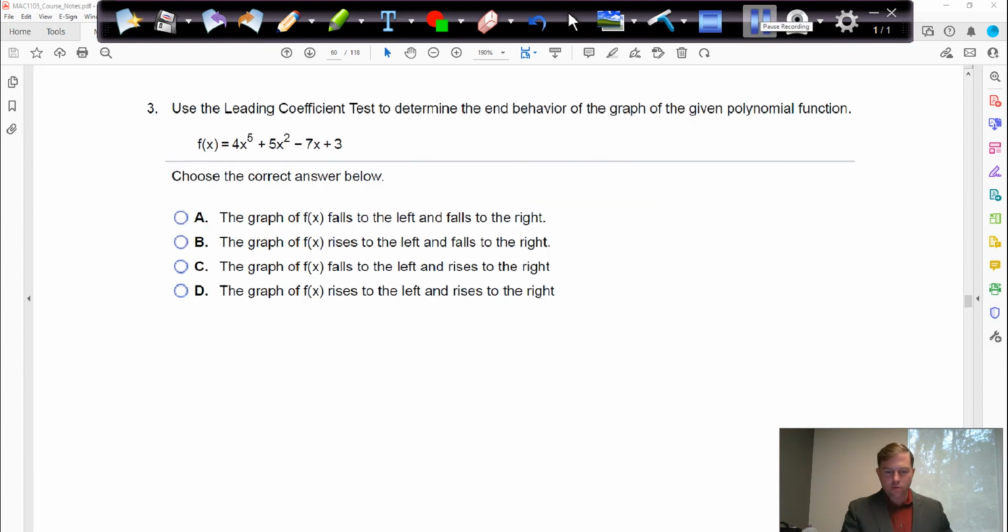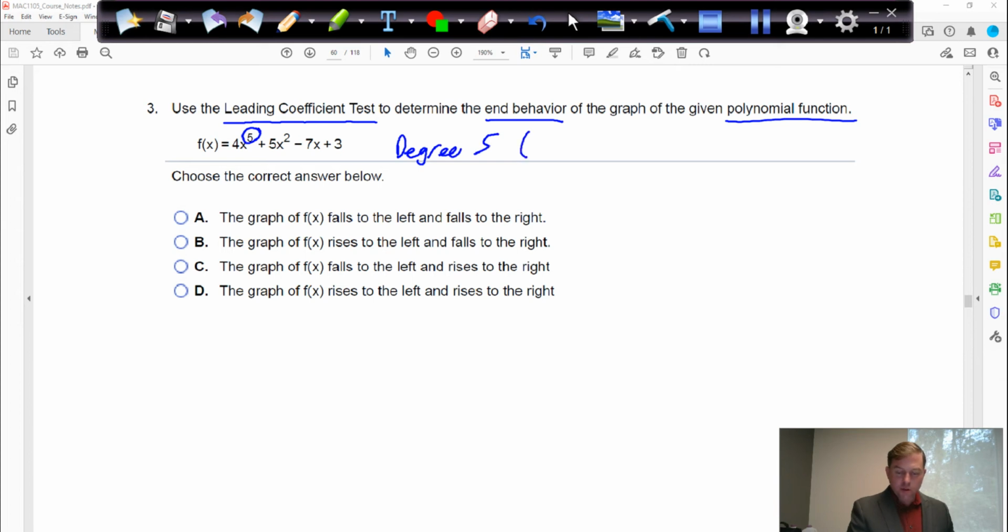Okay, for number 3, we're going to introduce a new idea. It's called the leading coefficient test to determine the end behavior of the graph of the given polynomial function. So first off, is it a polynomial function? Yes, because the powers are all positive, and there's no fractions, there's no division, there's no square roots, anything like that. So we do have a polynomial. In fact, let's look. It's degree 5.